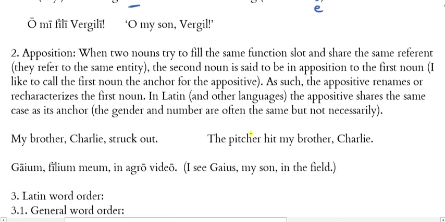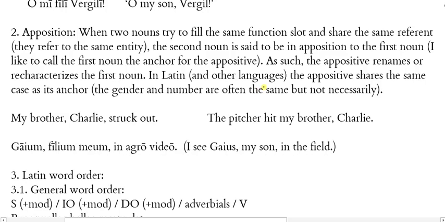All right, now the lesson mentions apposition, and I like to describe apposition this way. When two nouns try to fill the same function slot and share the same referent, the second noun is said to be in apposition to the first noun. When I say same referent, I mean the two nouns are referring to the same thing, the same entity. I like to call the first noun the anchor and the second noun the appositive. And when we're describing the appositive, we say that it is in apposition to the first noun.